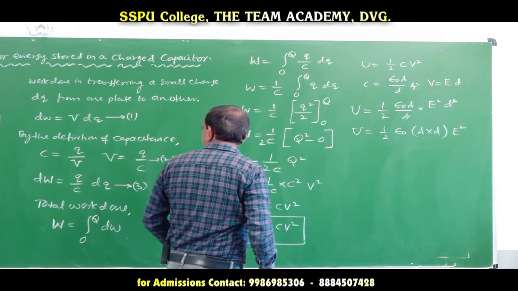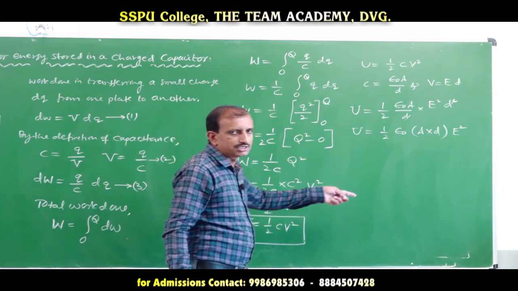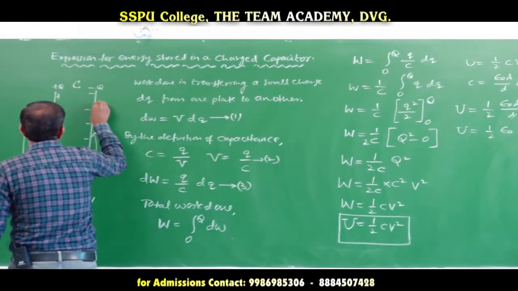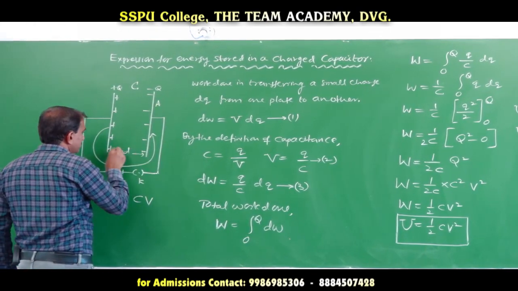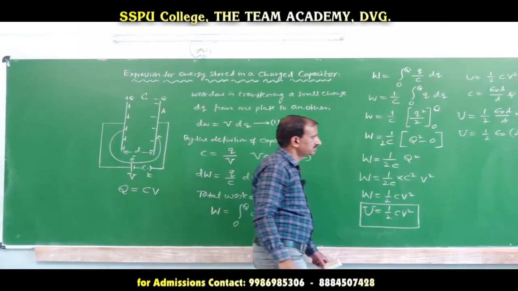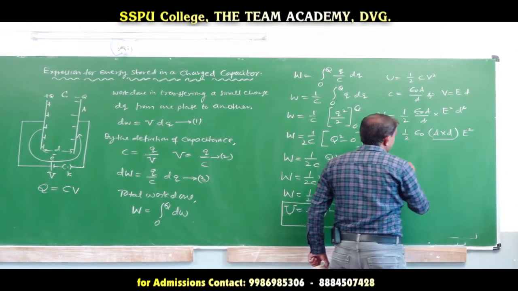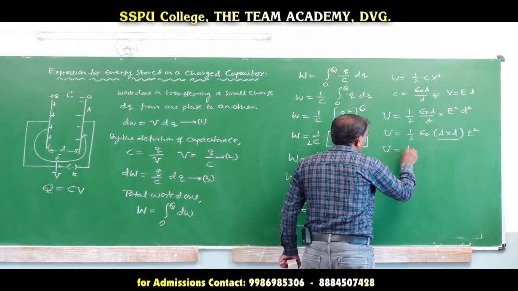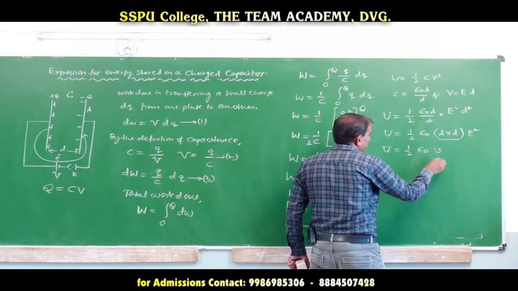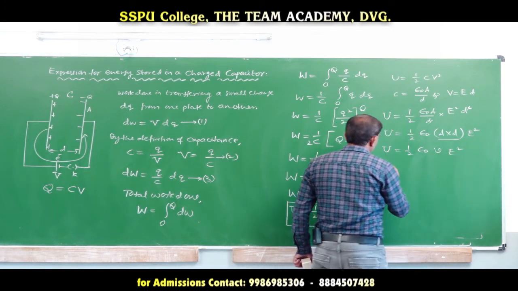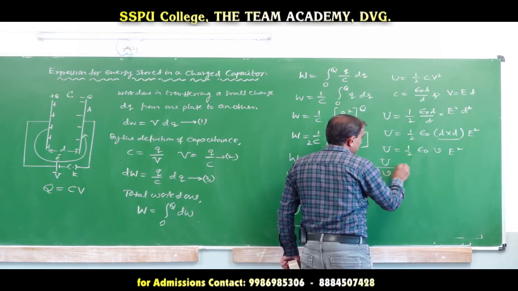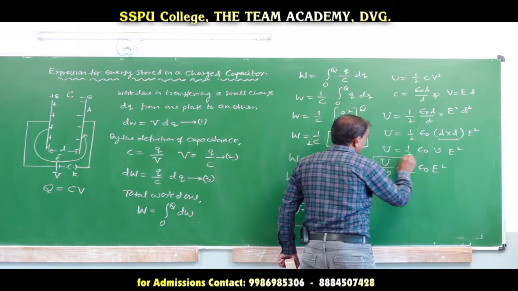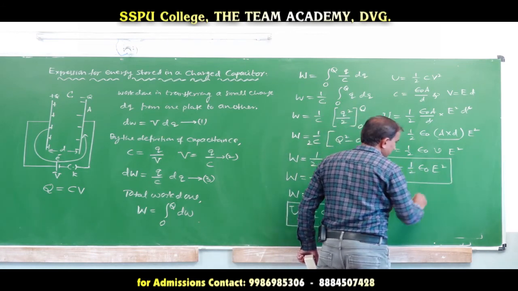What is A into D? A is the area of each plate and D is the distance between the plates of the capacitor. So A into D is nothing but the volume of the capacitor. Therefore, U is equal to half into epsilon naught into volume into E square, or U by V is equal to half epsilon naught into E square. This is called the energy density of the capacitor.